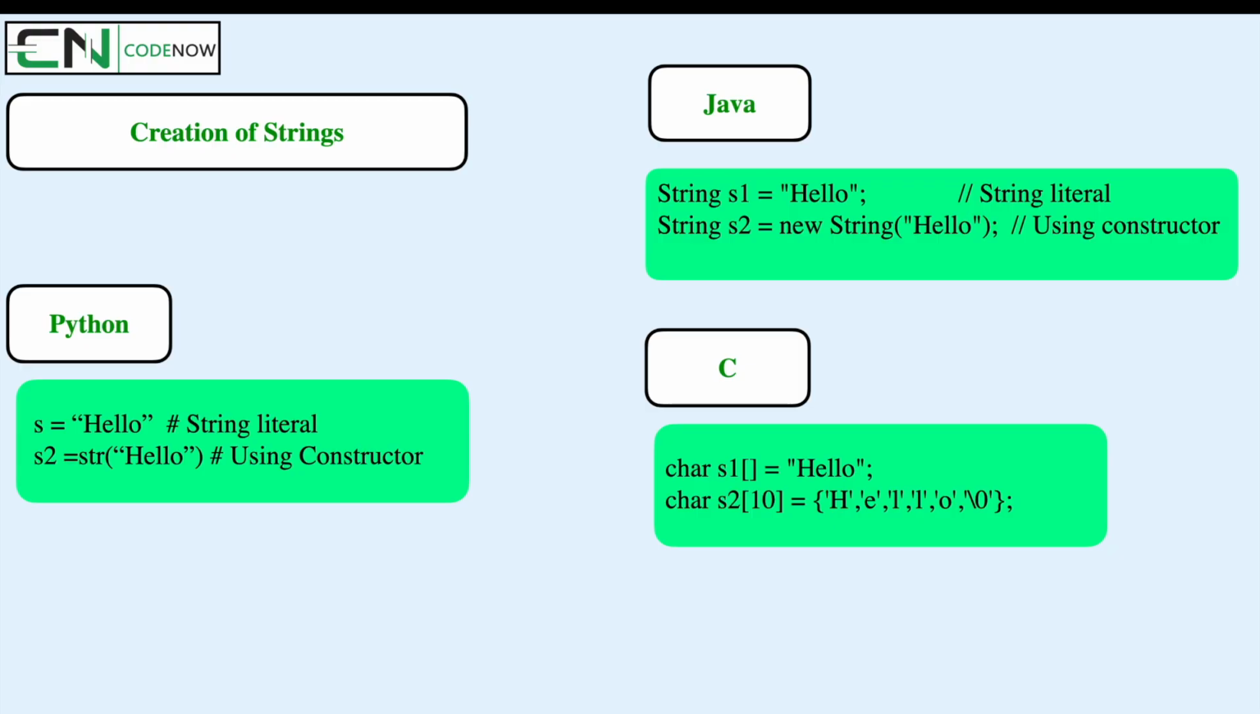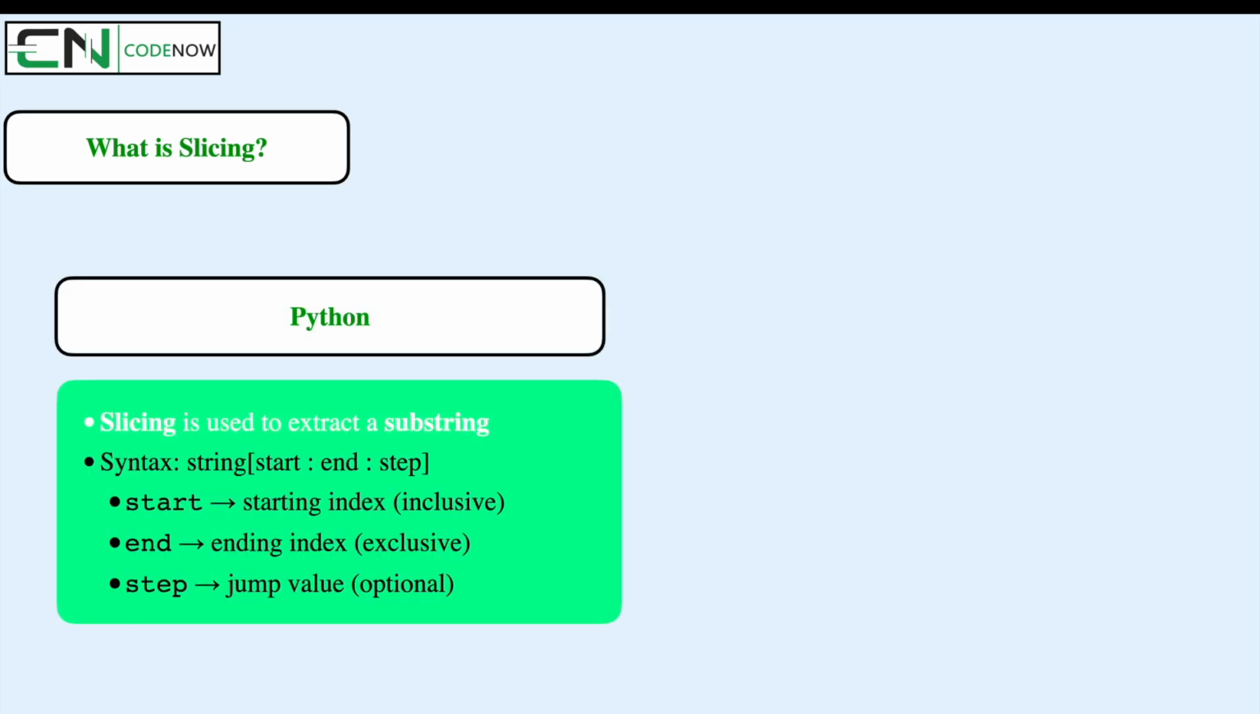Now let us go to the next concept, which is what exactly is slicing. Slicing is used to extract a substring. What exactly is a substring? A substring is a subpart in a string. How exactly do we extract this substring? In Python we have a syntax which is a string of start, end and step.